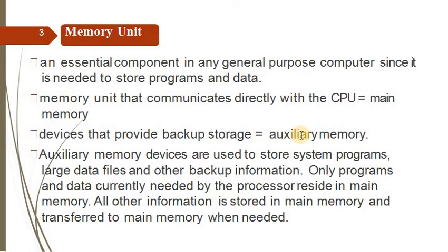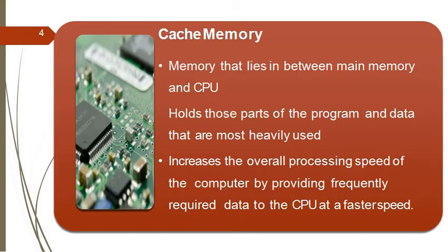Now, we will see the next thing. What is a cache memory? Memory that lies in between main memory and CPU, that you call cache memory. What is the use of the cache memory? It holds those parts of programs and data that are most heavily used. It increases the overall processing speed of the computer by providing frequently required data to the CPU at a faster speed.